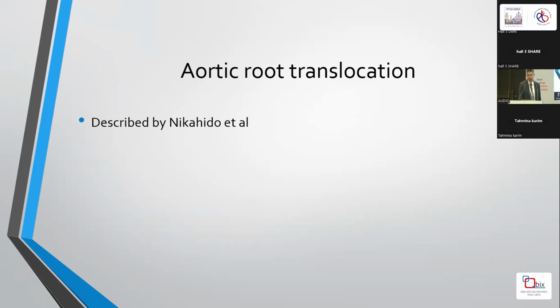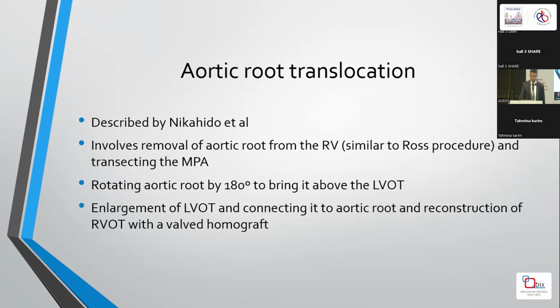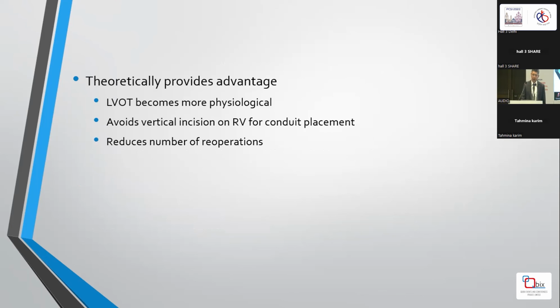Aortic root translocation is now the new trend, which is said to be superior because, by doing an aortic root translocation, the RV size, which gets compromised during the Rastelli, doesn't happen, and it gives a straighter pathway from LV to aorta. Also, enlargement of the LVOT, if required, does not create any troubles, and theoretically it provides the advantage that the LVOT becomes more physiological and avoids a vertical incision for conduit replacement and reduces the number of reoperations.